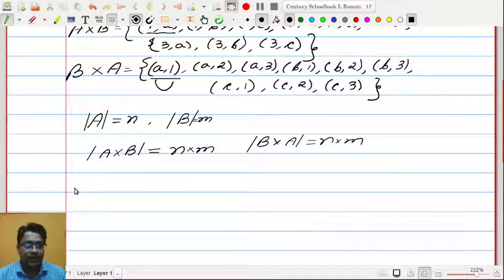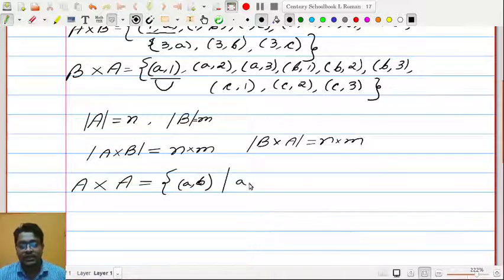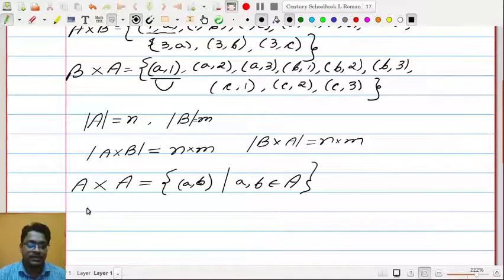Suppose you have the same set A, then you can also define A cross A. A cross A is the set of all pairs (A, A), (A, B), such that A, B both belong to the set A. Both are coming from the same set. So when the sets capital A and capital B are equal, we get the Cartesian product of the set with itself.